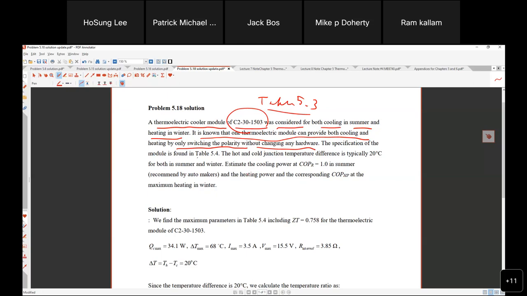The specification of a module is found, I think, in 3.3. The hot and cold difference is typically 20 degrees C. So TH minus TC is 20 degrees C. Estimate the cooling power. COP is one. I told you, otherwise the COP will be very small for maximum cooling. This is the estimate for COP 1 in summer, and the COP for maximum heating in winter. Two cases, one and two. One case is COP 1, the other is the heat pump at maximum heating.